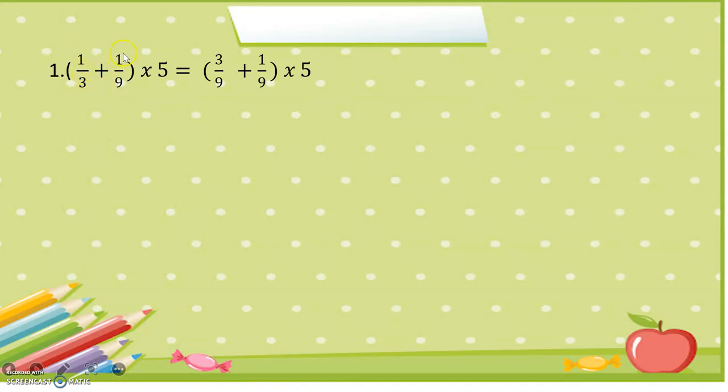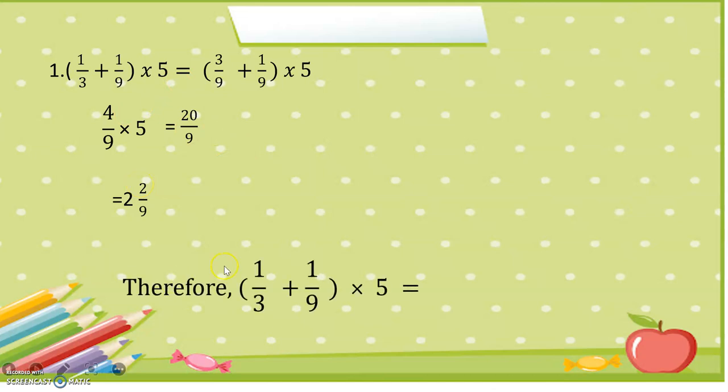So we have 1/3 plus 1 over 9, and this is the bracket, times 5 equals. So let's do the bracket first. 3 over 9 plus 1 over 9 equals 3 plus 1, 4 over 9. Okay, 4 over 9 times 5. So 4 times 5 is 20 over 9. So you divide: 20 divided by 9 equals 2 and 2/9. Easy, right? So first you do the bracket, and after that multiplication or division, and then plus and minus. Therefore, 1/3 plus 1 over 9 times 5 is equal to 2 and 2/9.